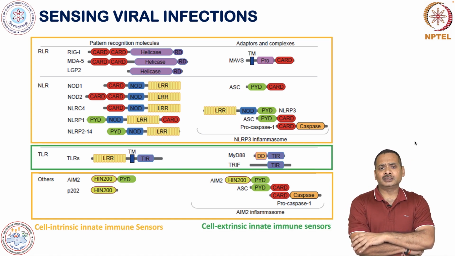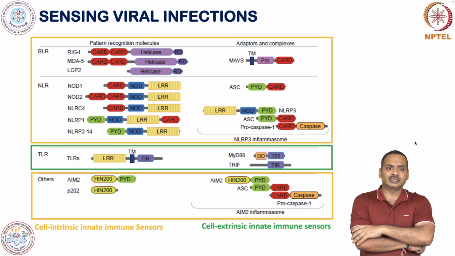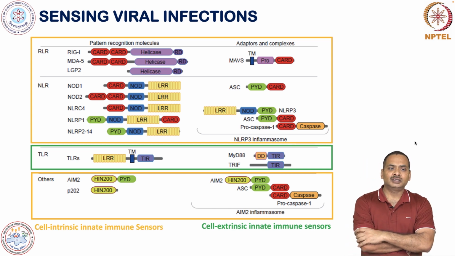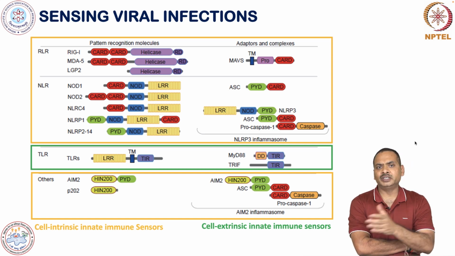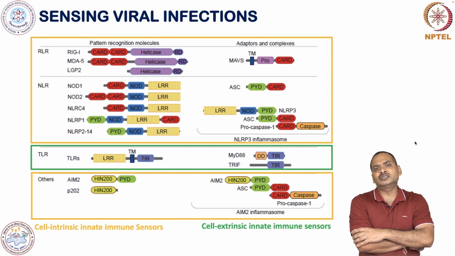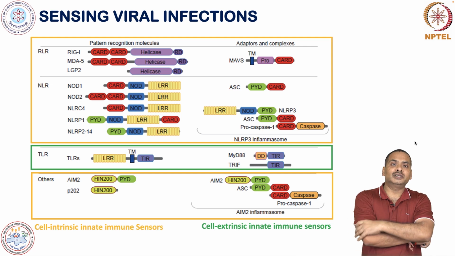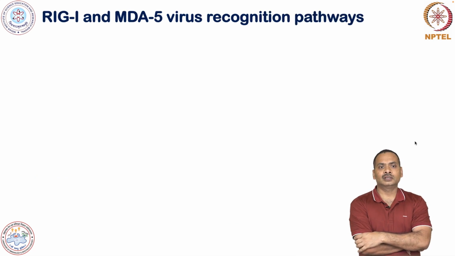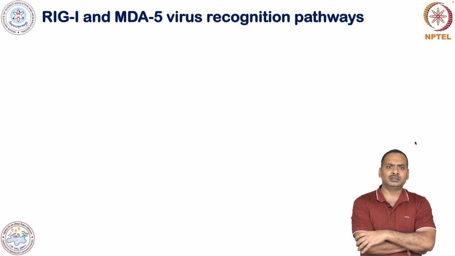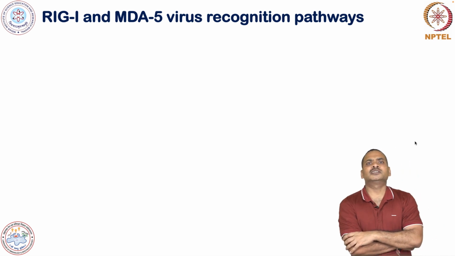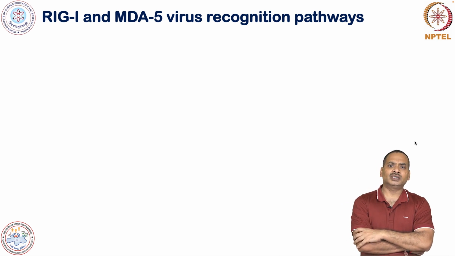And there are some cell extrinsic innate immune sensors, which basically consist of TLRs. Here you can see that TLRs play a very important role in recognition of viral signatures over the cell membrane and endosomes. So, I will take you through each one quickly. First is RIG-I and MDA5, which play a very important role in virus recognition.